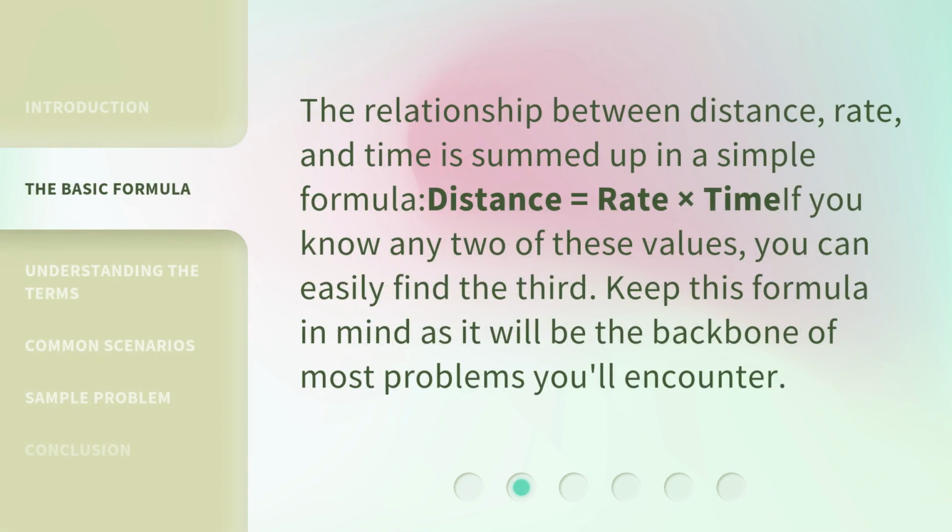The relationship between distance, rate, and time is summed up in a simple formula. Distance equals rate times time. If you know any two of these values, you can easily find the third. Keep this formula in mind, as it will be the backbone of most problems you'll encounter.